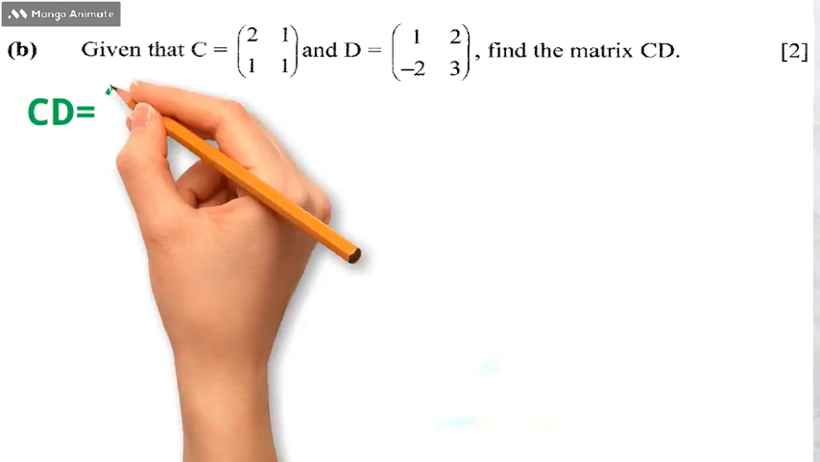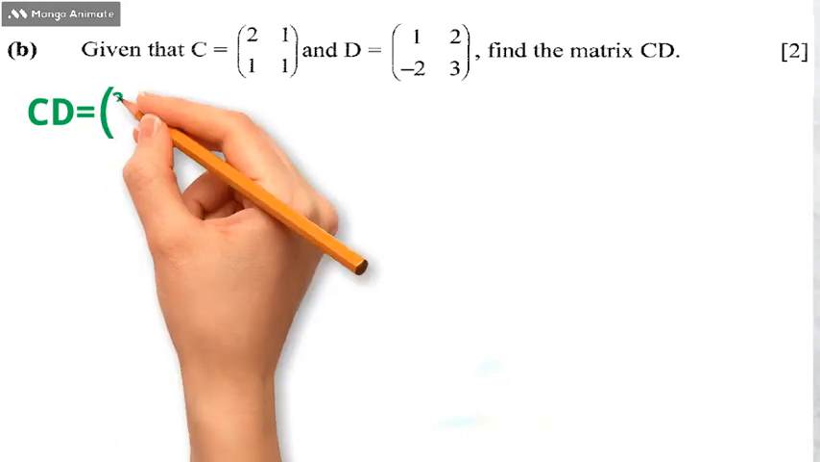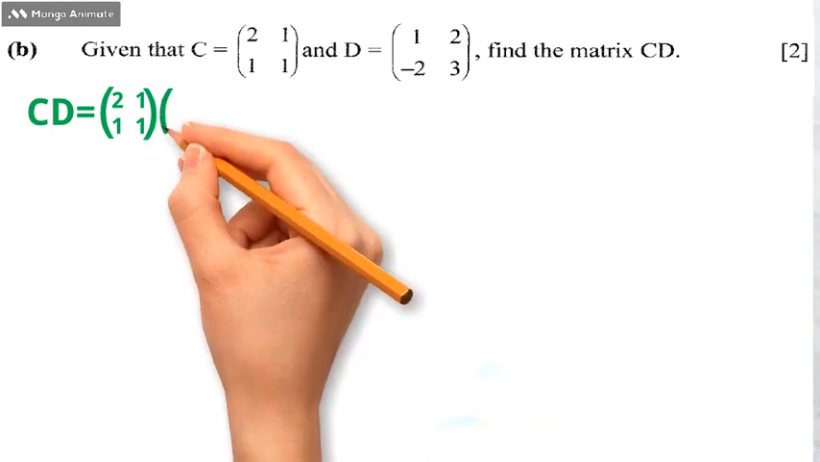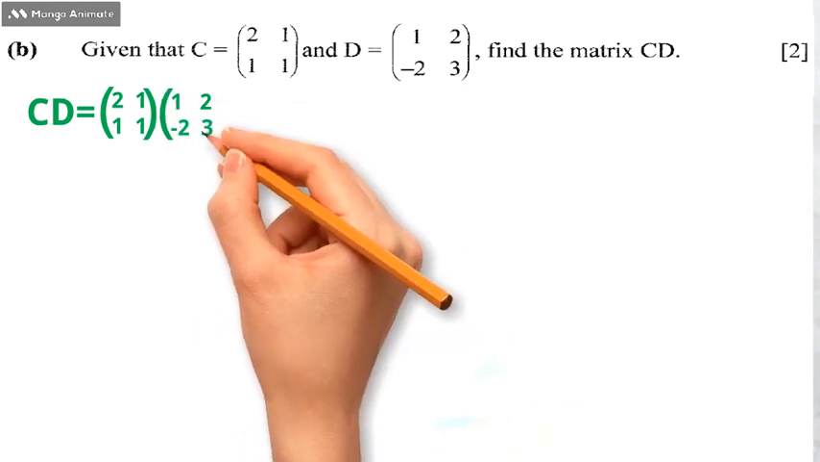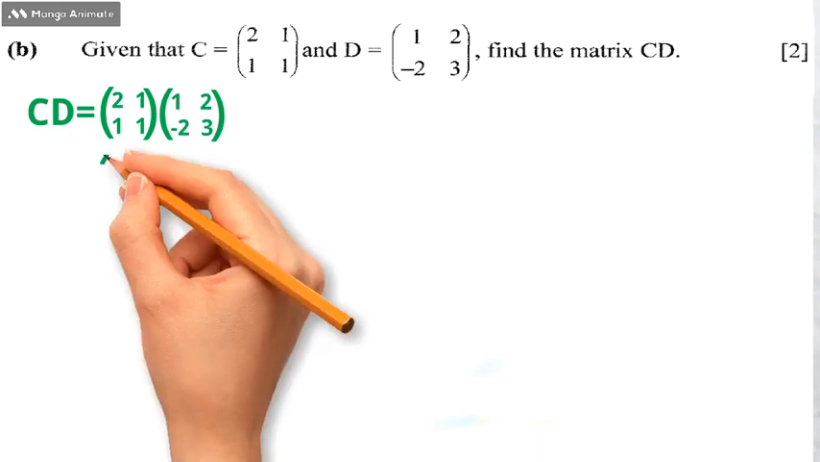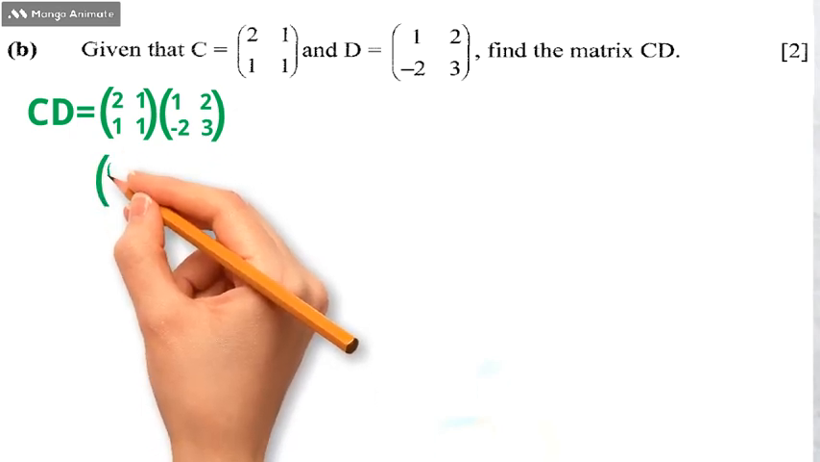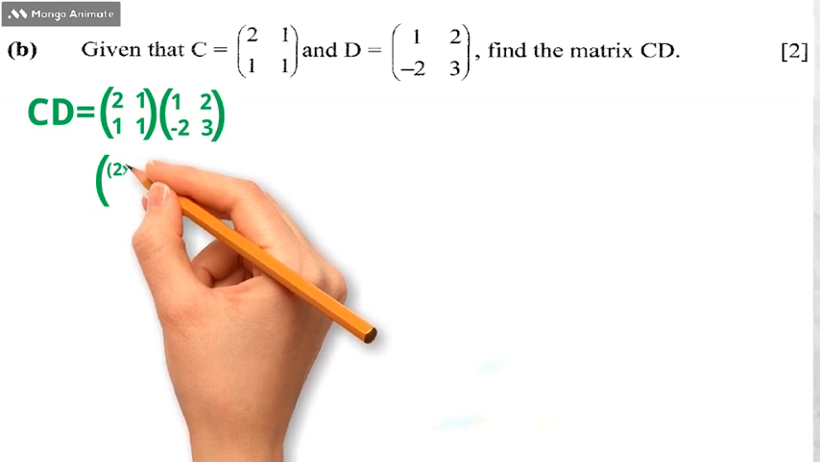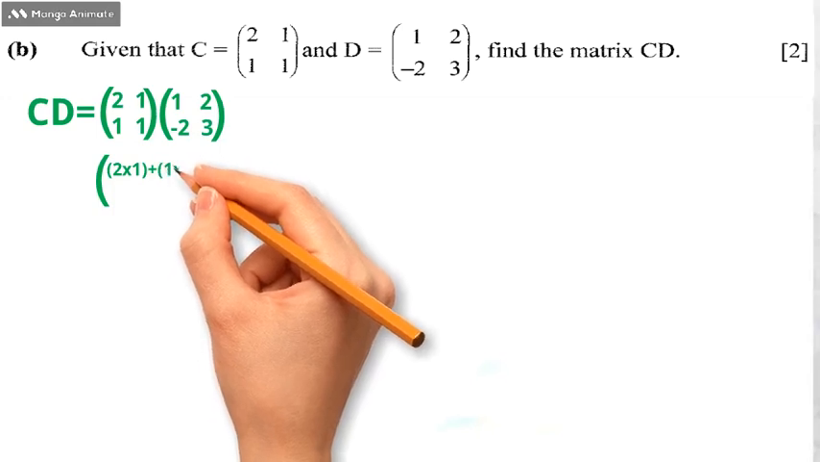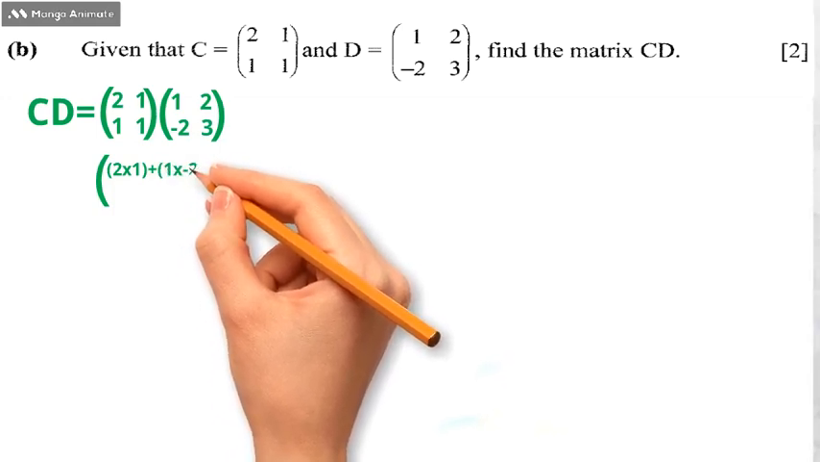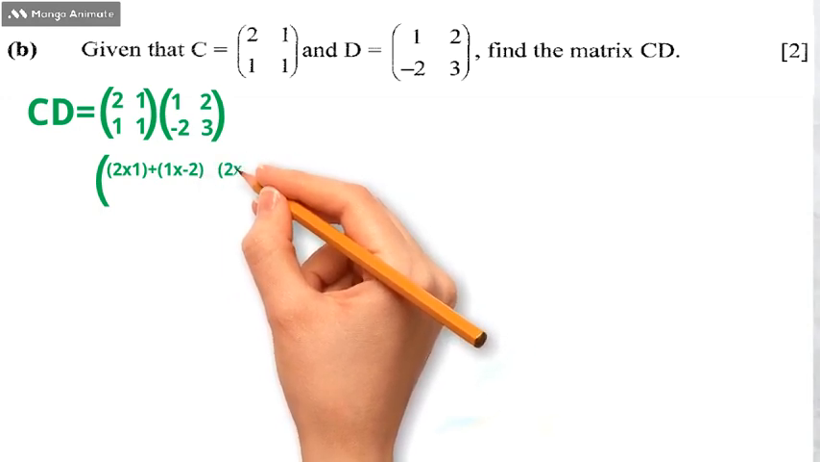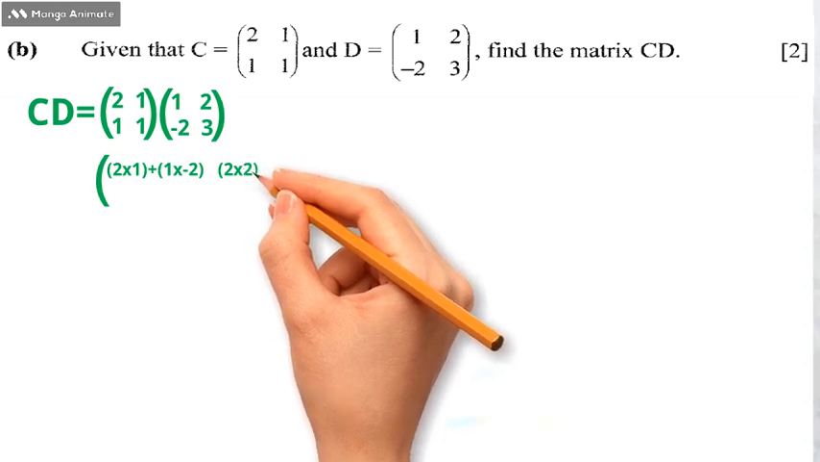So that is CD. We're going to write matrix C, which is [2, 1; 1, 1], close, and then multiplied by matrix D, which is [1, 2; -2, 3]. Once we have written it like that, the next thing we do is open bigger brackets. Then we'll start multiplying. We multiply these two by this one, and we put them in brackets: 1 multiplied by 2, also in brackets. Remember, there is a plus sign in between, so we add the products to come up with the element for the first position.